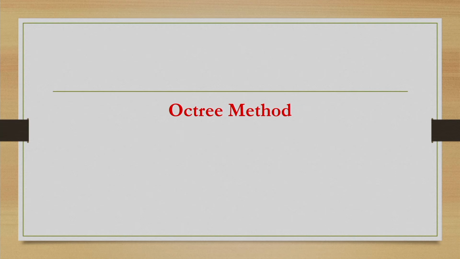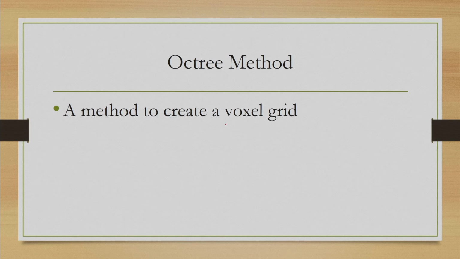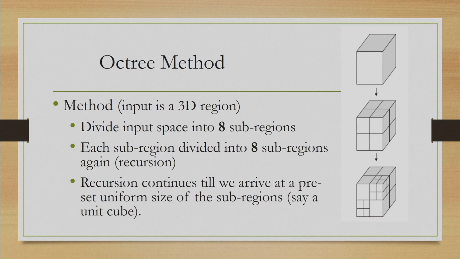Using voxels, we can actually apply various techniques to represent objects. One such technique is the octree method. What is this method? As the name suggests, it is a kind of tree representation. Now, let us try to understand what this tree is. Essentially it refers to a method to create a voxel grid, but in the form of a tree. So, in this method, the input is a 3D region.